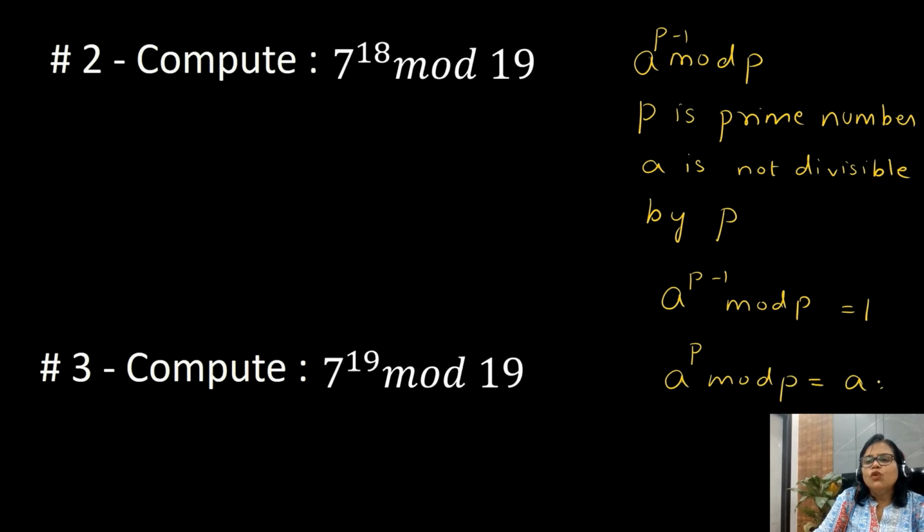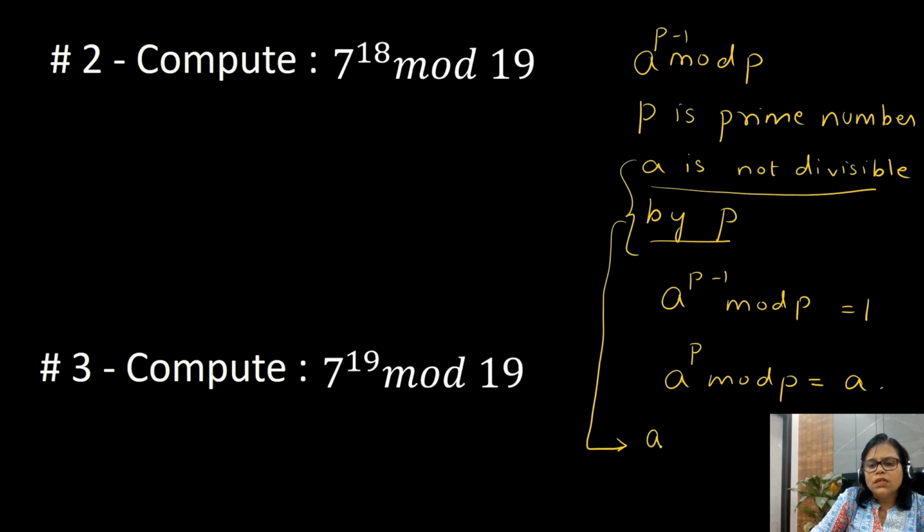Now, before that, what do we mean by a is not divisible by p? You can take a calculator and just do a divided by p. If you get a fractional number, it indicates that a is not divisible by p. That means that a and p can be divided by one and only one number, that is number 1. There is no other common divisor which a and p share. The only common divisor which a and p share is 1. So the greatest common divisor of a and p is 1. Okay, now let us come back to this question.